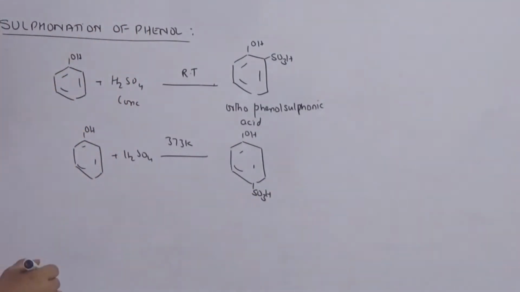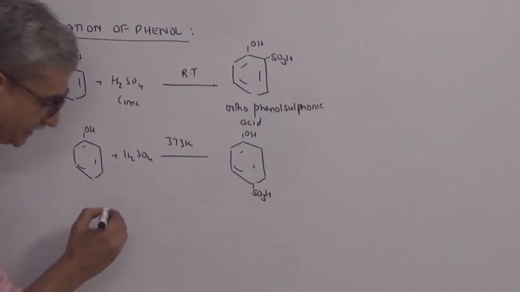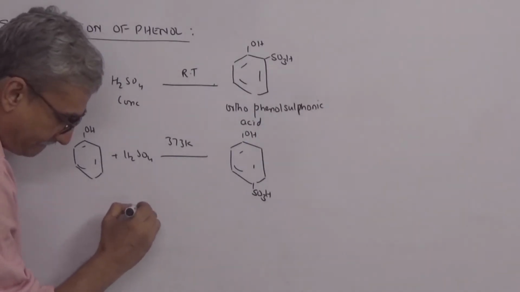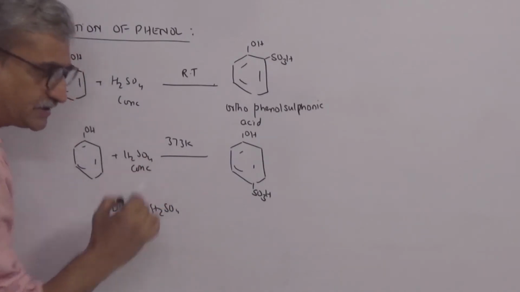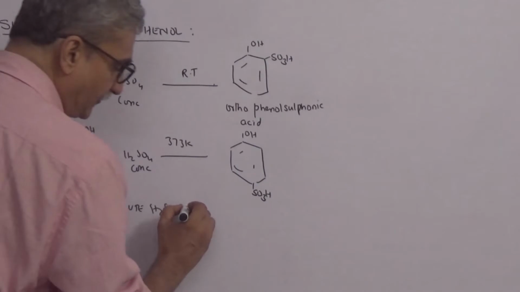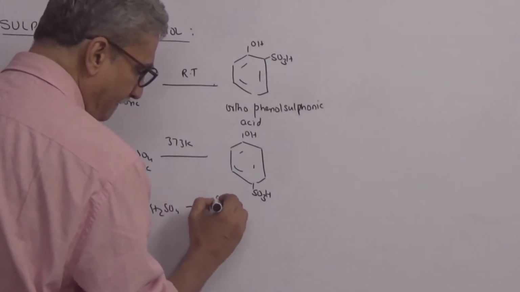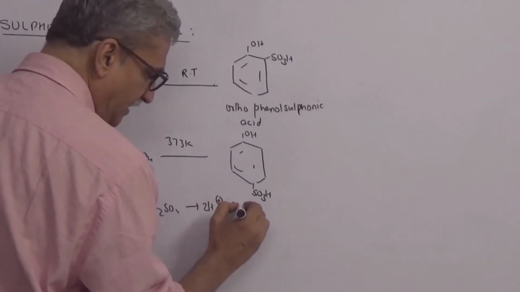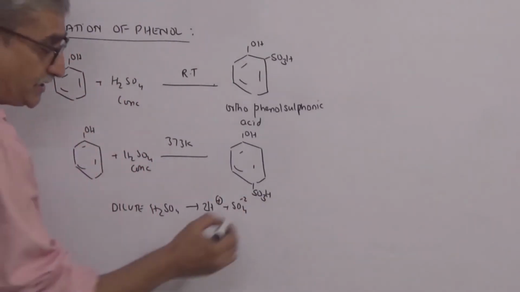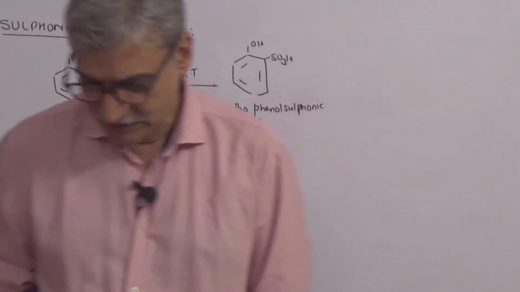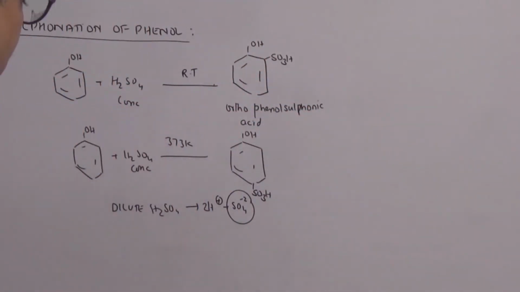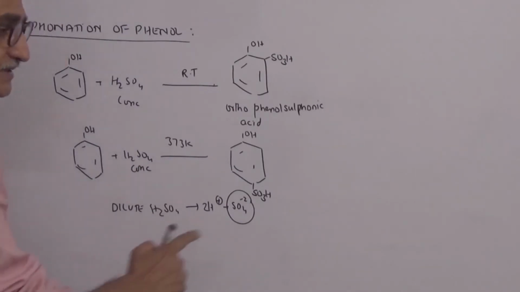Now here, Manasvi, there could be a question. The question they can ask is, why is dilute sulfuric acid not reacting? In both cases we are talking only of concentrated sulfuric acid. Dilute sulfuric acid dissociates to form 2H+ and SO4 2-. SO4 2- is not an electrophile, because this is an electrophilic substitution.